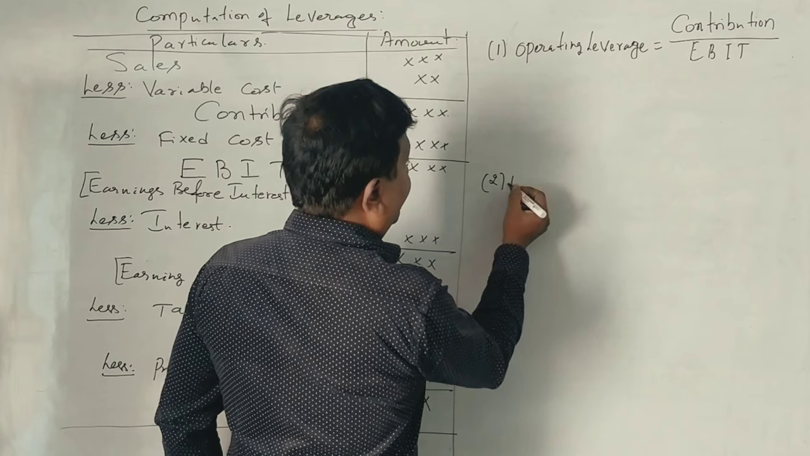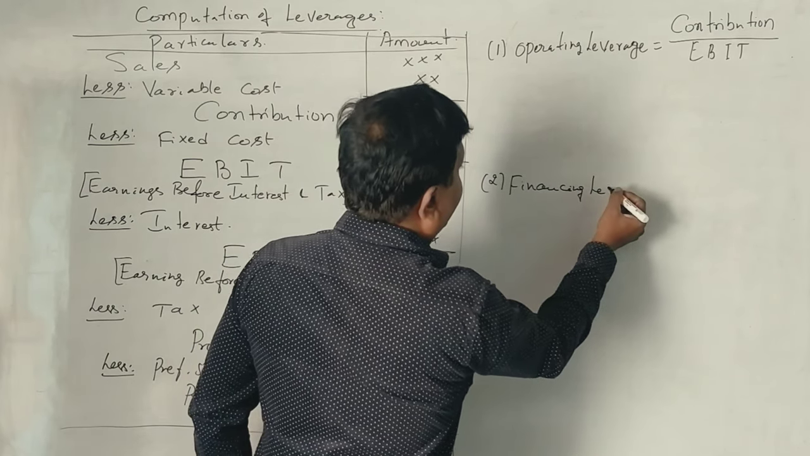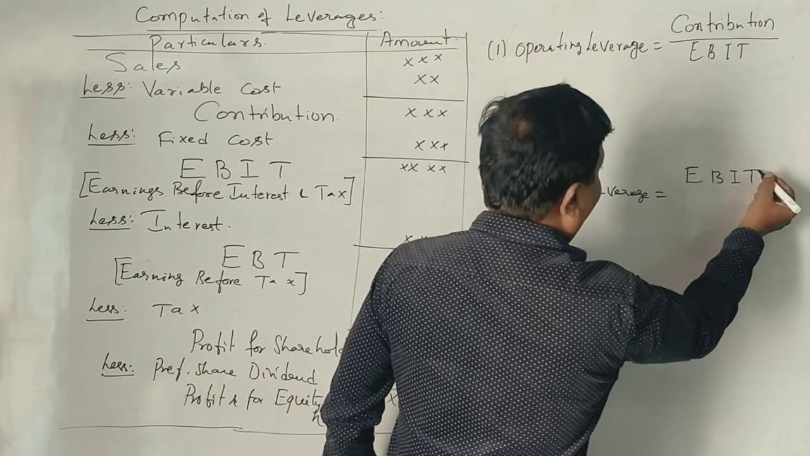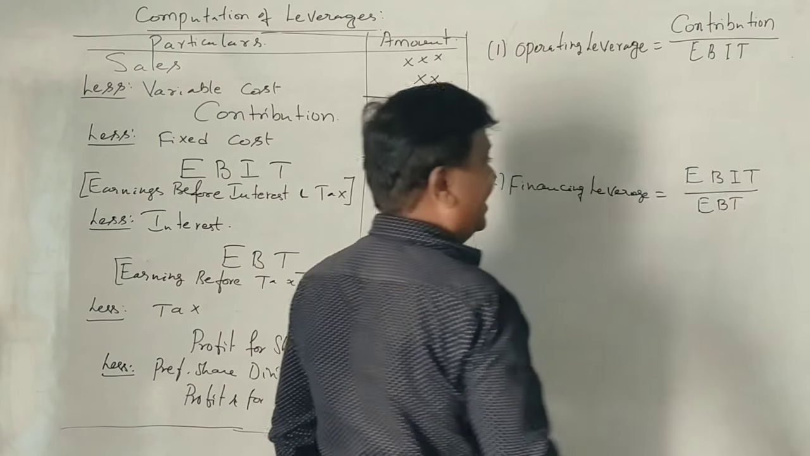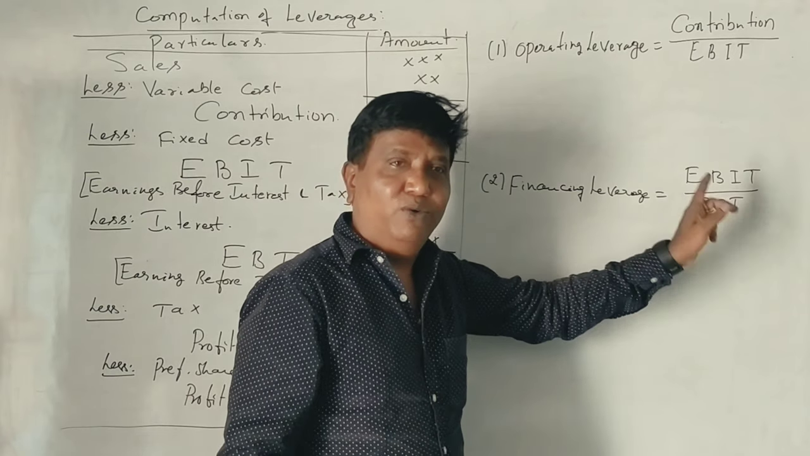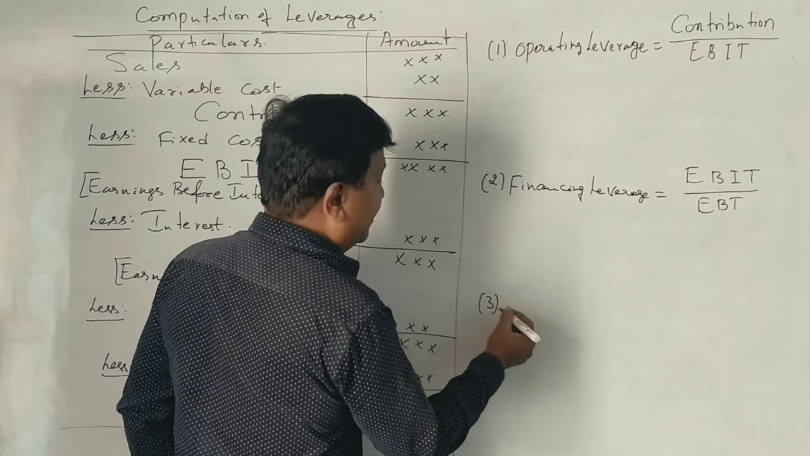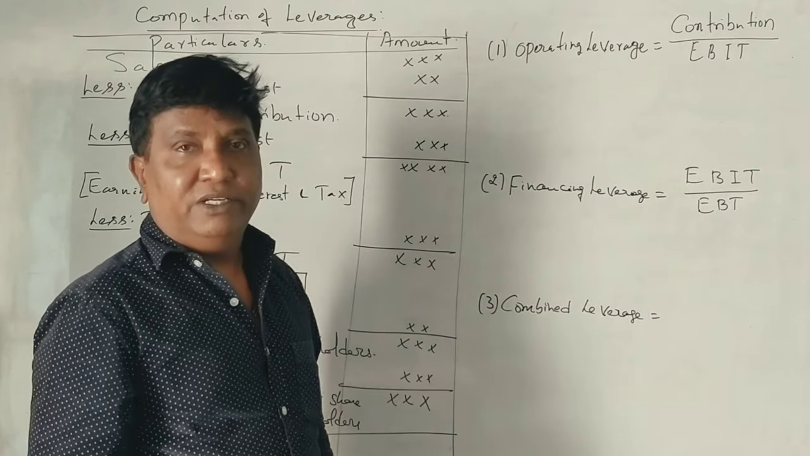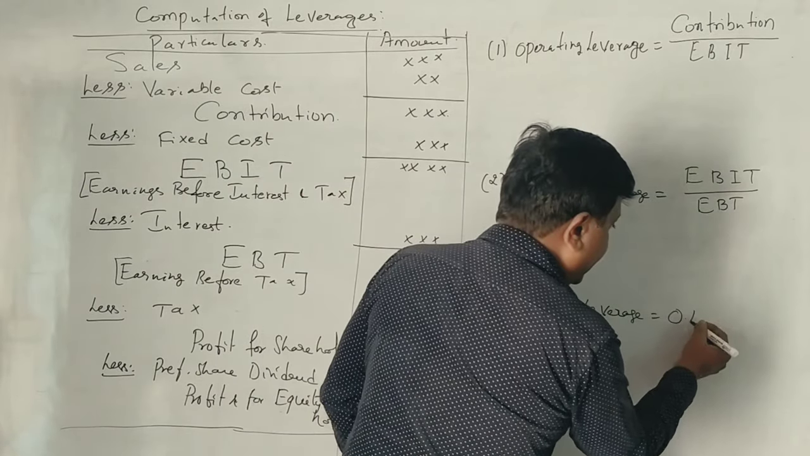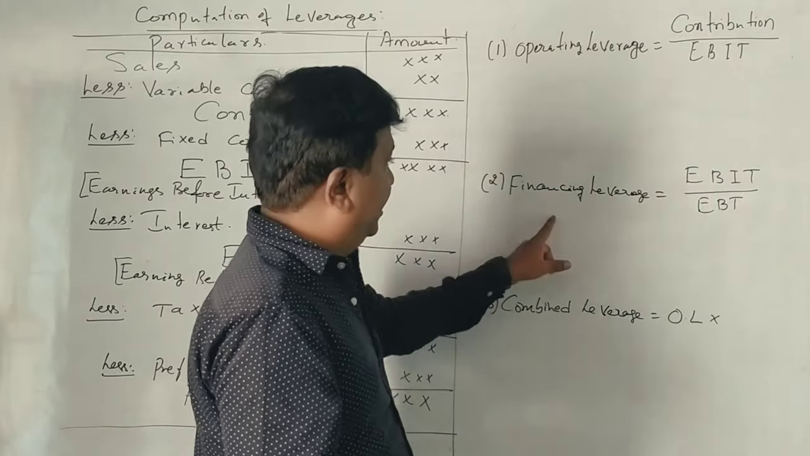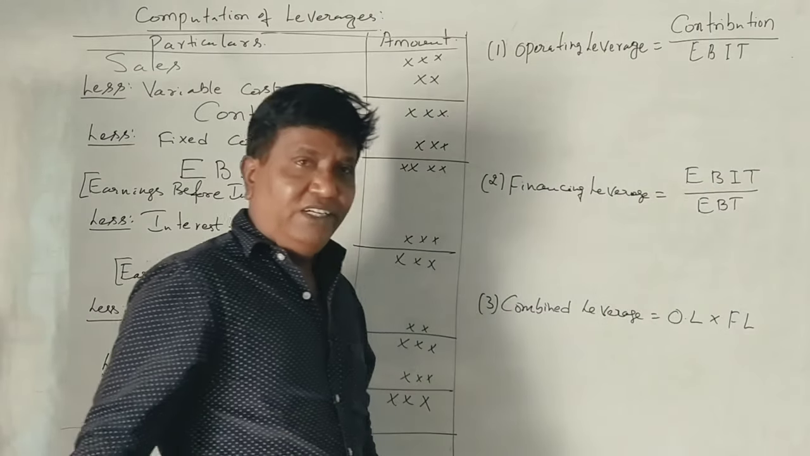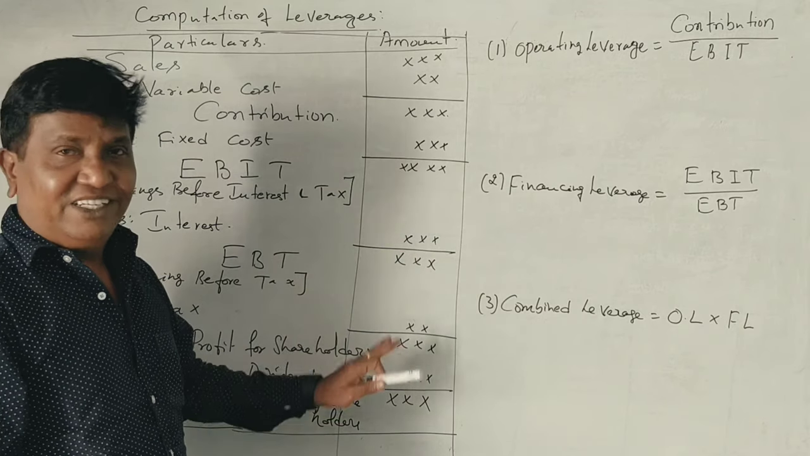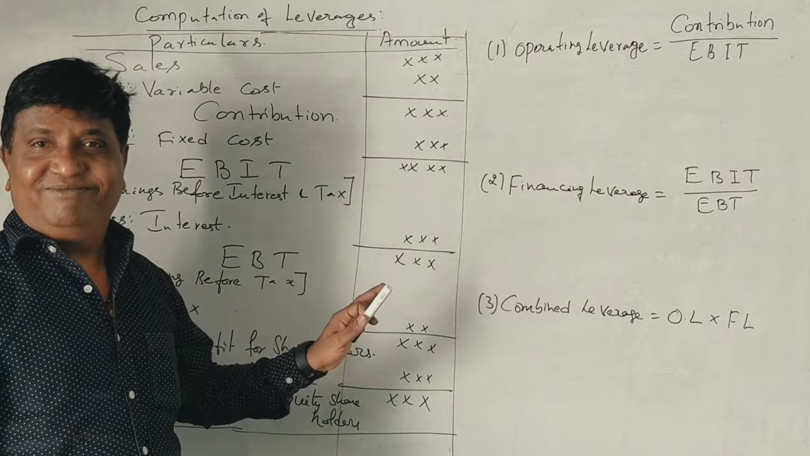The second one, financing leverage. The financing leverage formula is EBIT divided by EBT, that is earnings before interest and tax divided by earnings before tax. And the third one is combined leverage. How do you get the combined leverage? The answer you get from the operating leverage should be multiplied with the answer from the financial leverage. So this is the proforma for calculation of leverages. For this, you will get 6 marks for sure. Understood? Copy this.